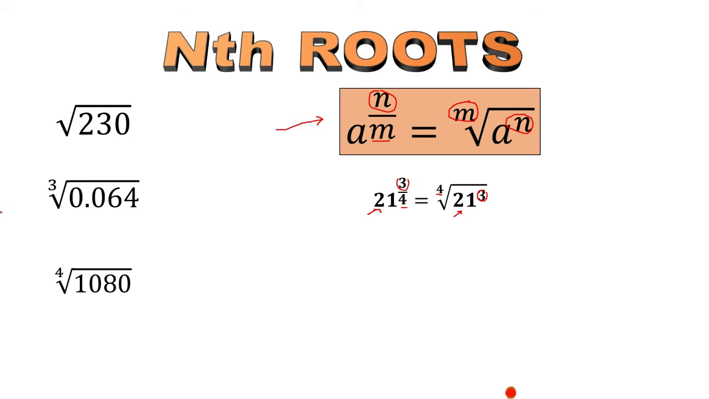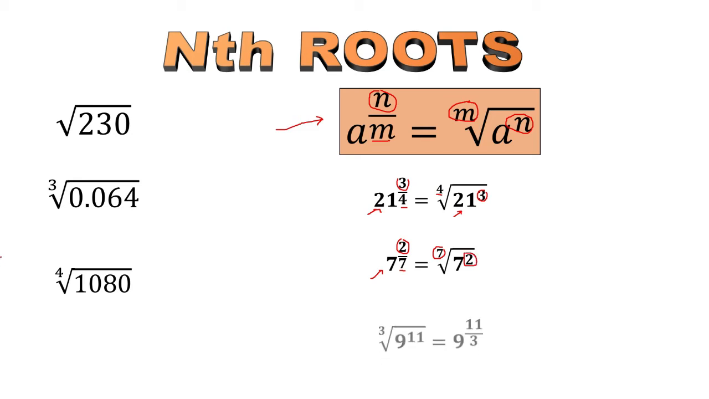Another example. The base is 7. The exponent is 2 over 3. Then the denominator of the fraction is the order of the root. And the numerator of the fraction, that is the exponent of 7, is 2. This is the numerator, this is the exponent of the base 7.